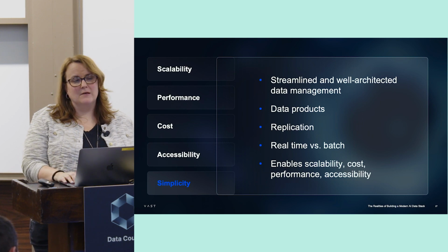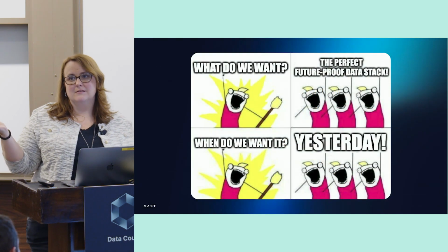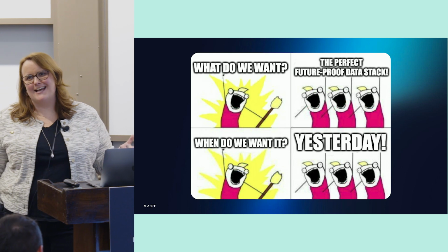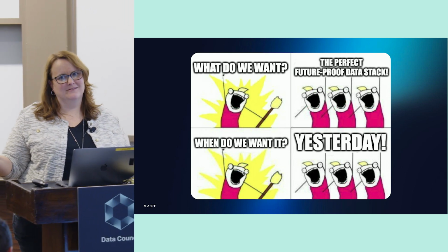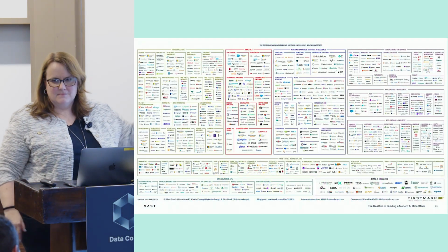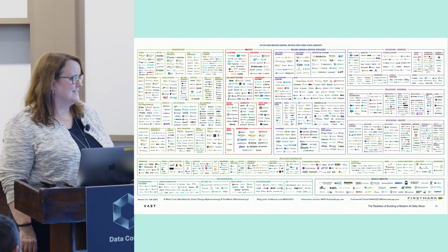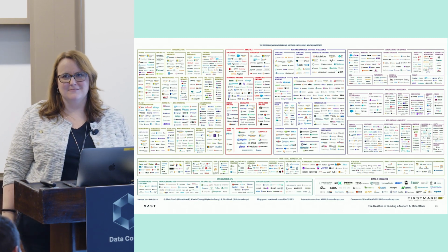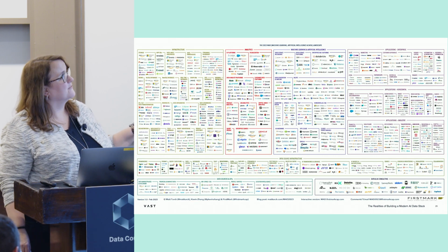Okay? So now I've painted this beautiful, perfect picture. What do we want? The perfect, future-proof, modern AI data stack, right? Easy. You want it yesterday or today? So simple. Well, that's great. Just go here and pick it out, right? This is last year's diagram. I haven't seen this year's diagram. I don't know if it's out yet, but it's a lot, the MAD data diagram. So this is our data landscape last year, and I guarantee it's very different this year.